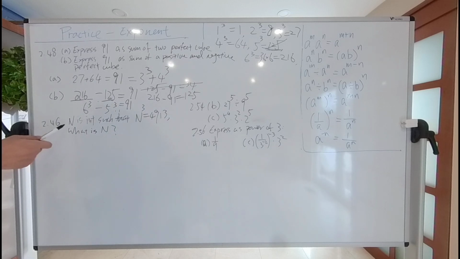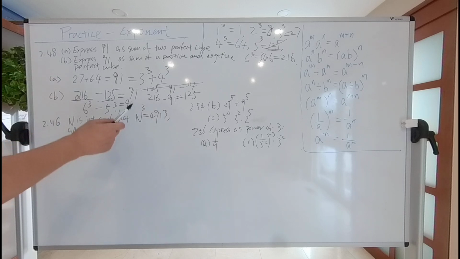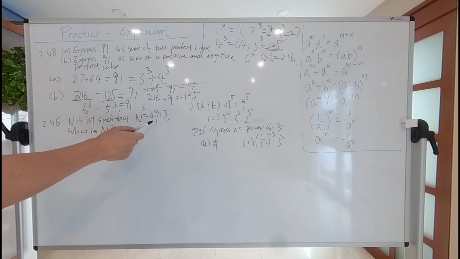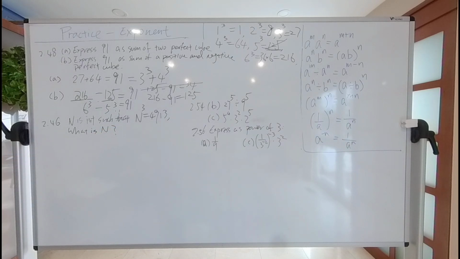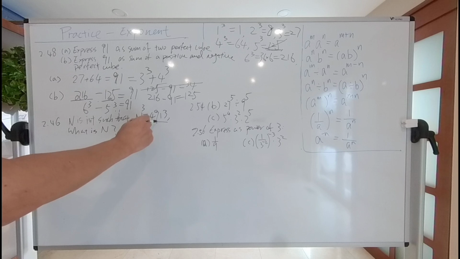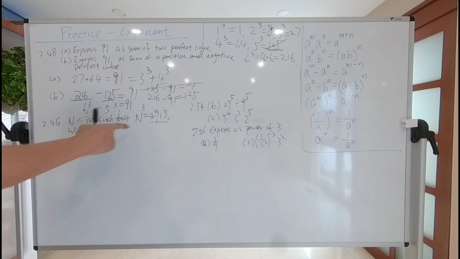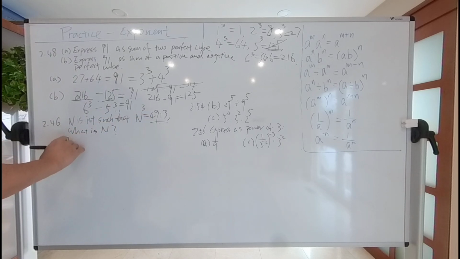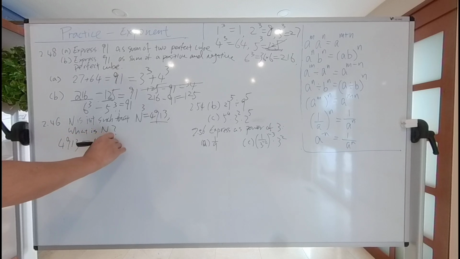Okay, next. Given n is an integer such that n cubed equals 4,913, what is the value of n? Again, we don't recommend you use a calculator, otherwise it doesn't make sense. So really what we want to find is the factors of this number. Because essentially n cubed means this number equals n times n times n.